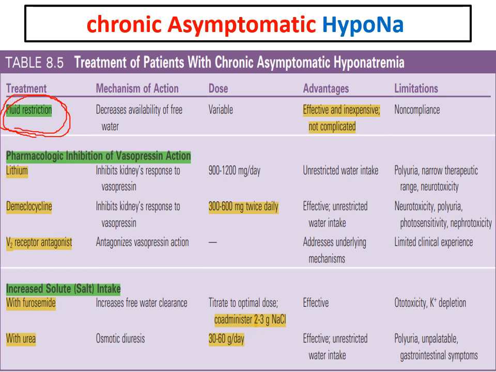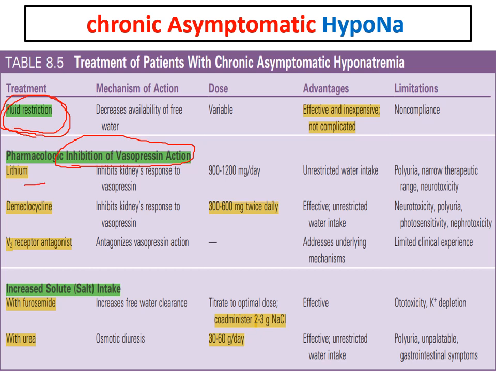Second line, we can cause inhibition of vasopressin. Again, what is vasopressin? Vasopressin is the antidiuretic hormone. From its name, it is antidiuretic. It will decrease the diuresis, causing more water in our body. We don't need this, so we give drugs that will inhibit this antidiuretic hormone, which is the vasopressin. What are the drugs causing inhibition of the vasopressin action?